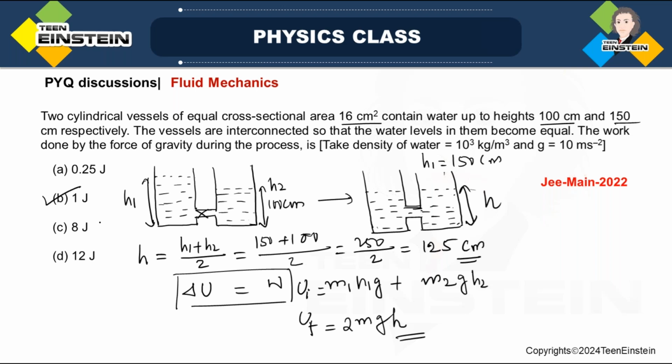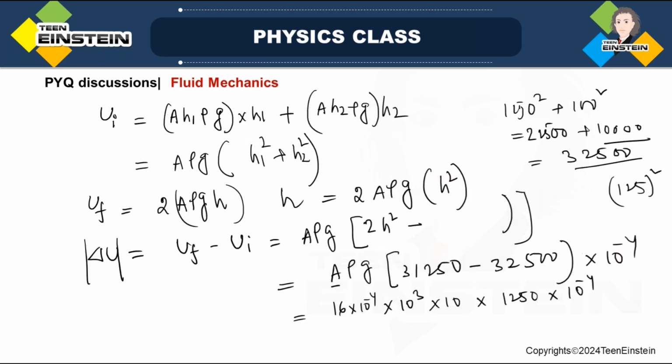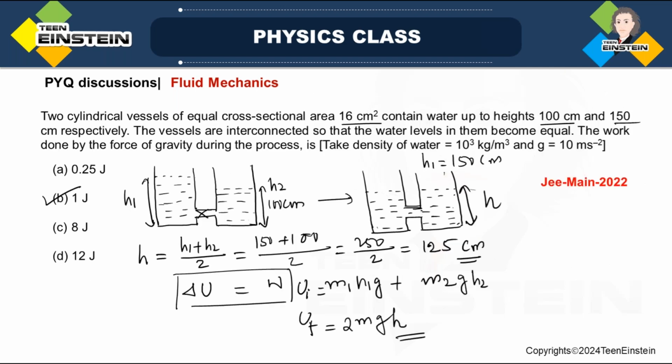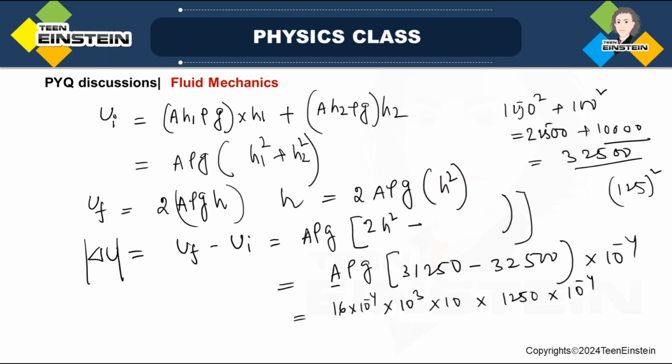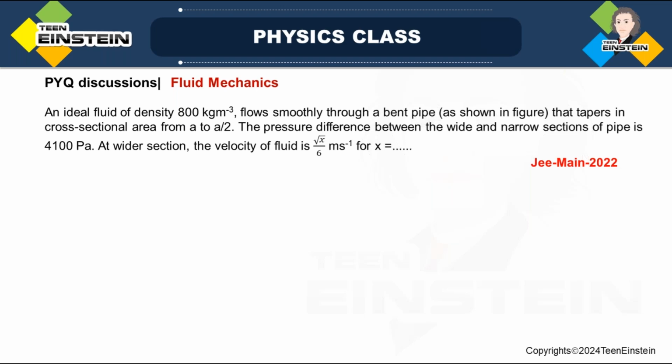Okay, so the calculation can be done correctly. I'm not repeating the calculation. You just cross check and then see whether you are getting the same thing. Okay, 1 joule. Okay, so this is another one.